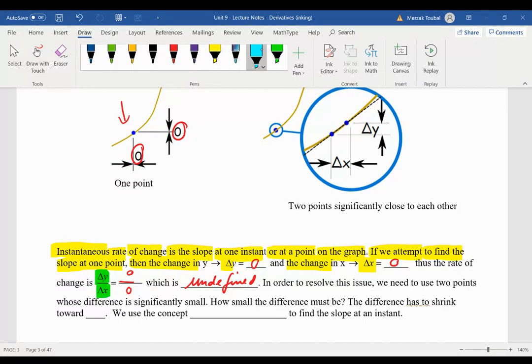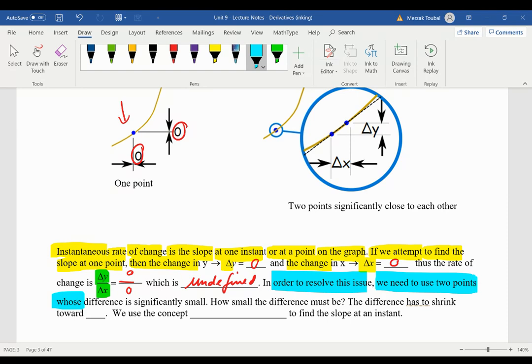So in order to resolve this issue, we need to use 2 points. So it's kind of a bit ambiguous because we're saying first it's the slope at an instant at one point, and then we say we have to use 2 points to find the slope at one point. Okay, what it is exactly is we're still looking for the slope at one point, but we look for the best approximation. So it means we use 2 points, and then we want these 2 points to be very close to each other. It means the difference between these 2 points is significantly small. And this is where calculus actually becomes handy.